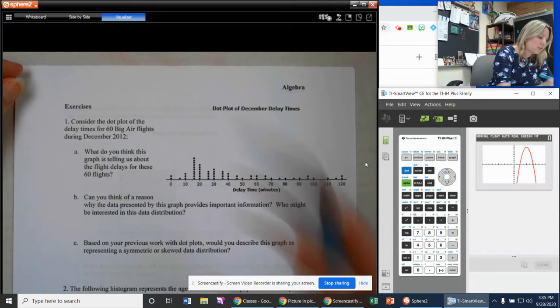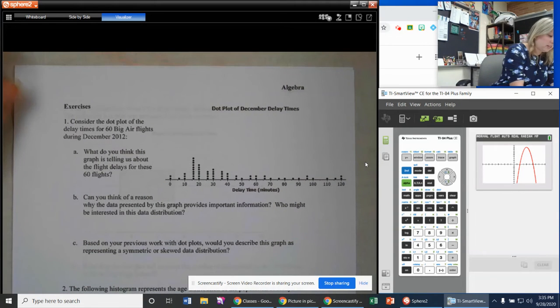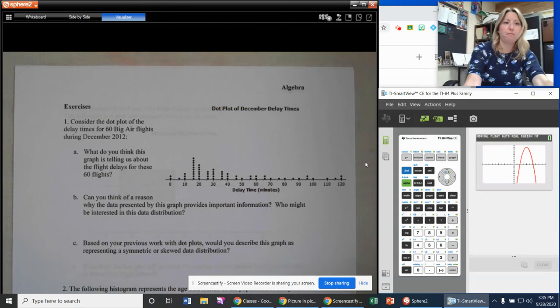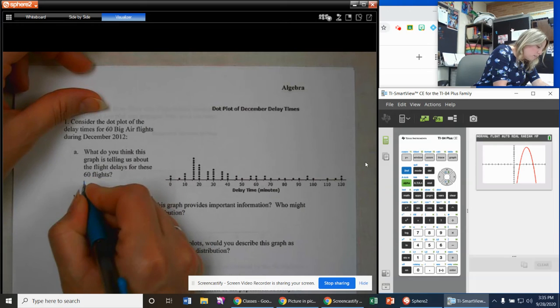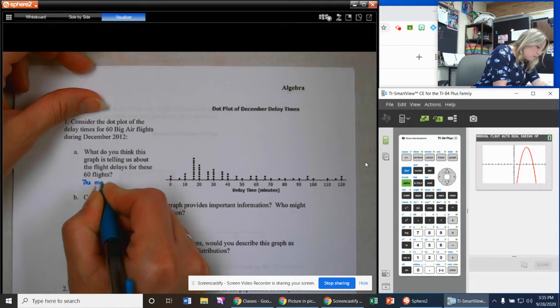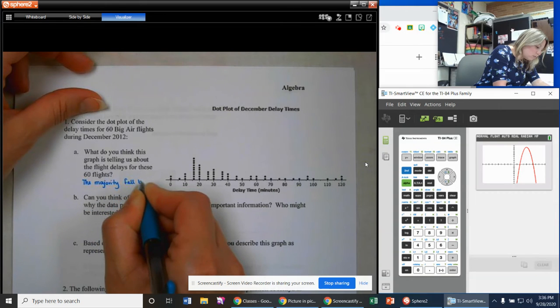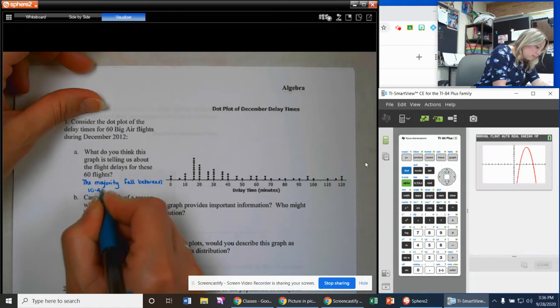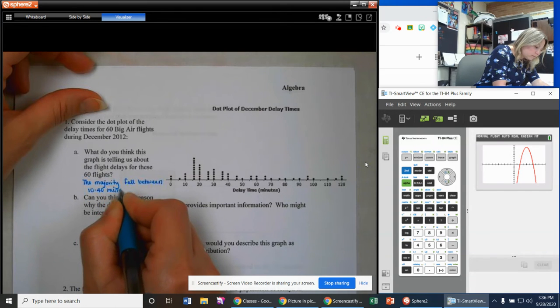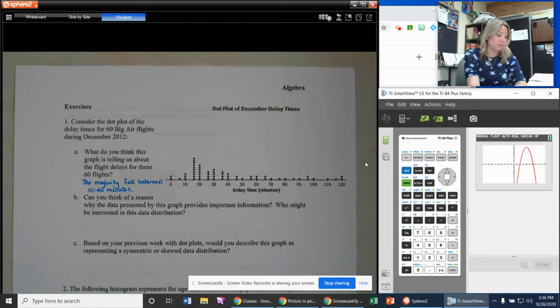All right, so what do you think this graph is telling us about the flight delays for these 60 flights? Sorry. There we go. The majority fall between 10 to 40 minutes. There you go. Can you think of a reason why this data would be presented?